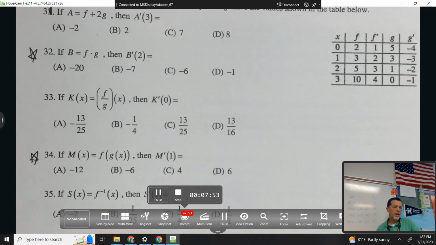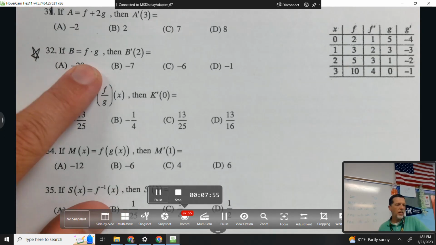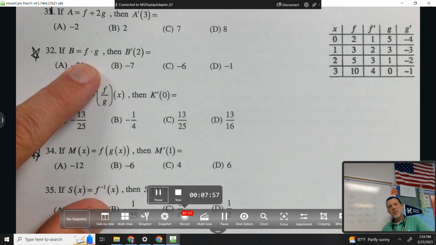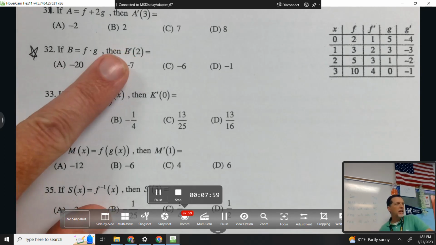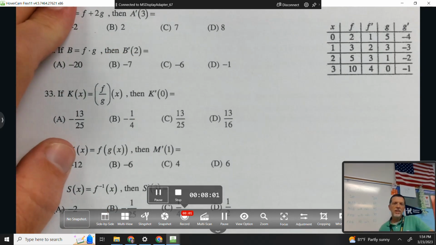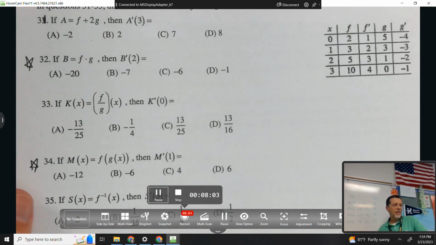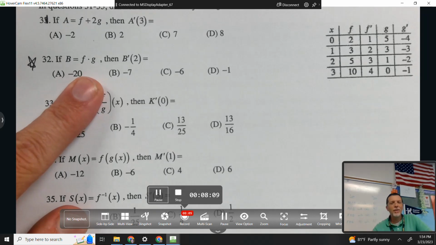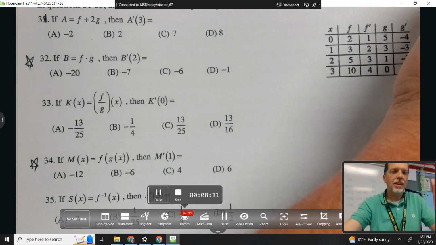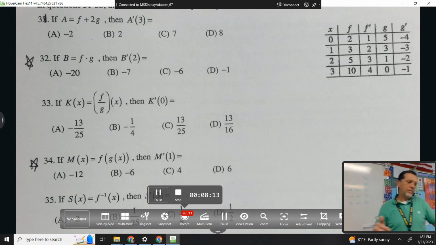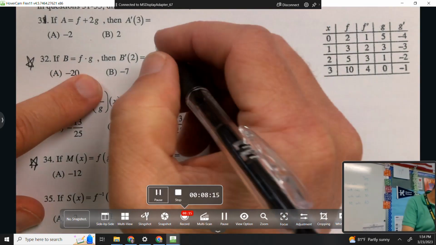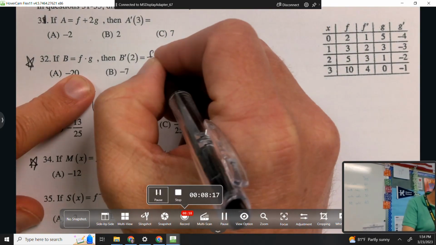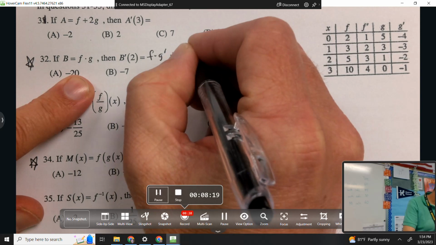What rule am I going to have to use if B is equal to F times G? How am I going to find the derivative of B? I don't know. F prime times G prime? Definitely not. Not F prime times G prime. No, it's the product rule. So F times G prime plus G times F prime.